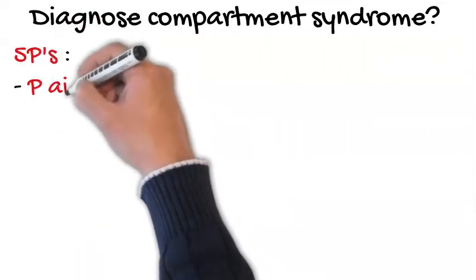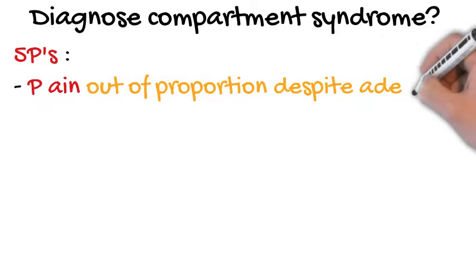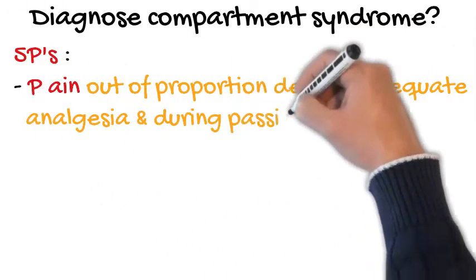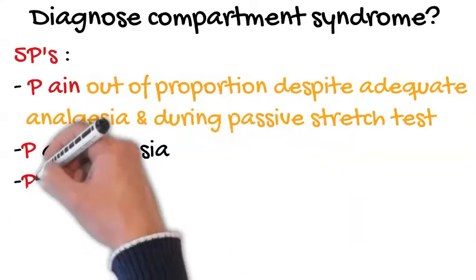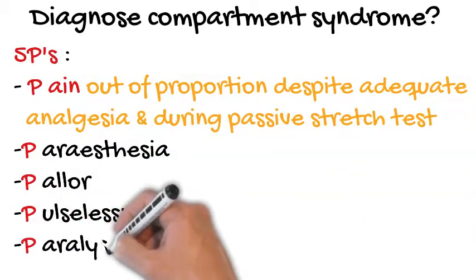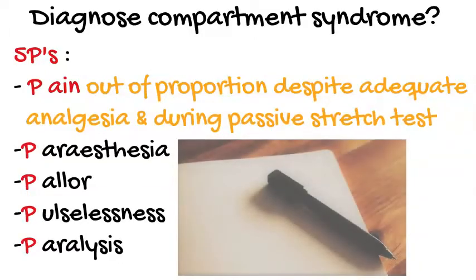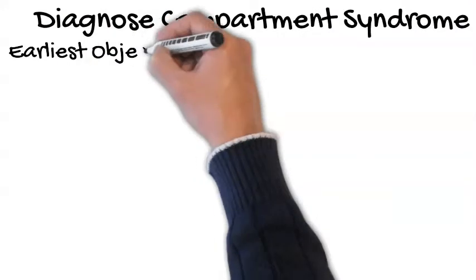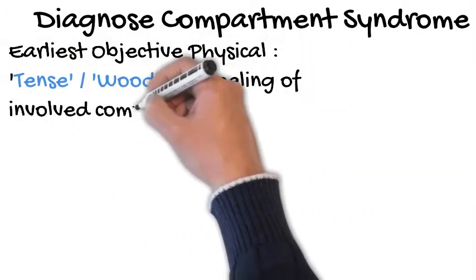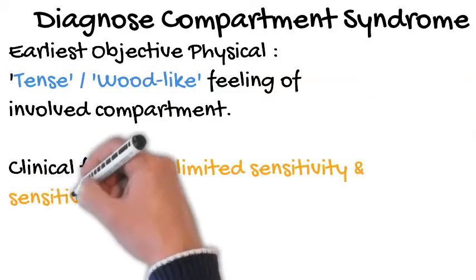Diagnosis of compartment syndrome is best determined by clinical examination and serial examination. The 5 P's are being used. The main one is pain out of proportion despite adequate anesthesia and during passive stretch test, then paresthesia, pallor, pulselessness, and paralysis. The other 4 P's are late in the evolution of compartment syndrome and represent irreversible muscle and nerve ischemia. Earliest objective physical finding is a tense or wood-like feeling of the involved compartment.